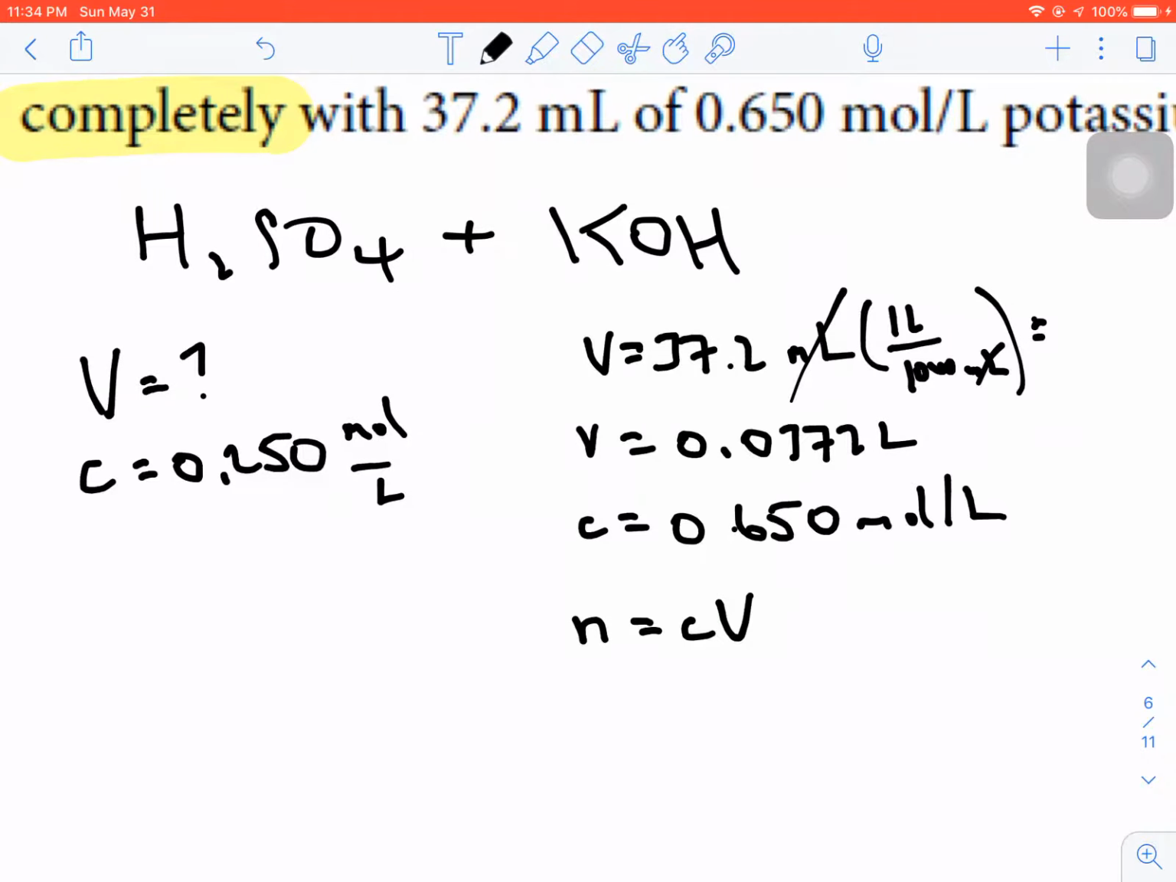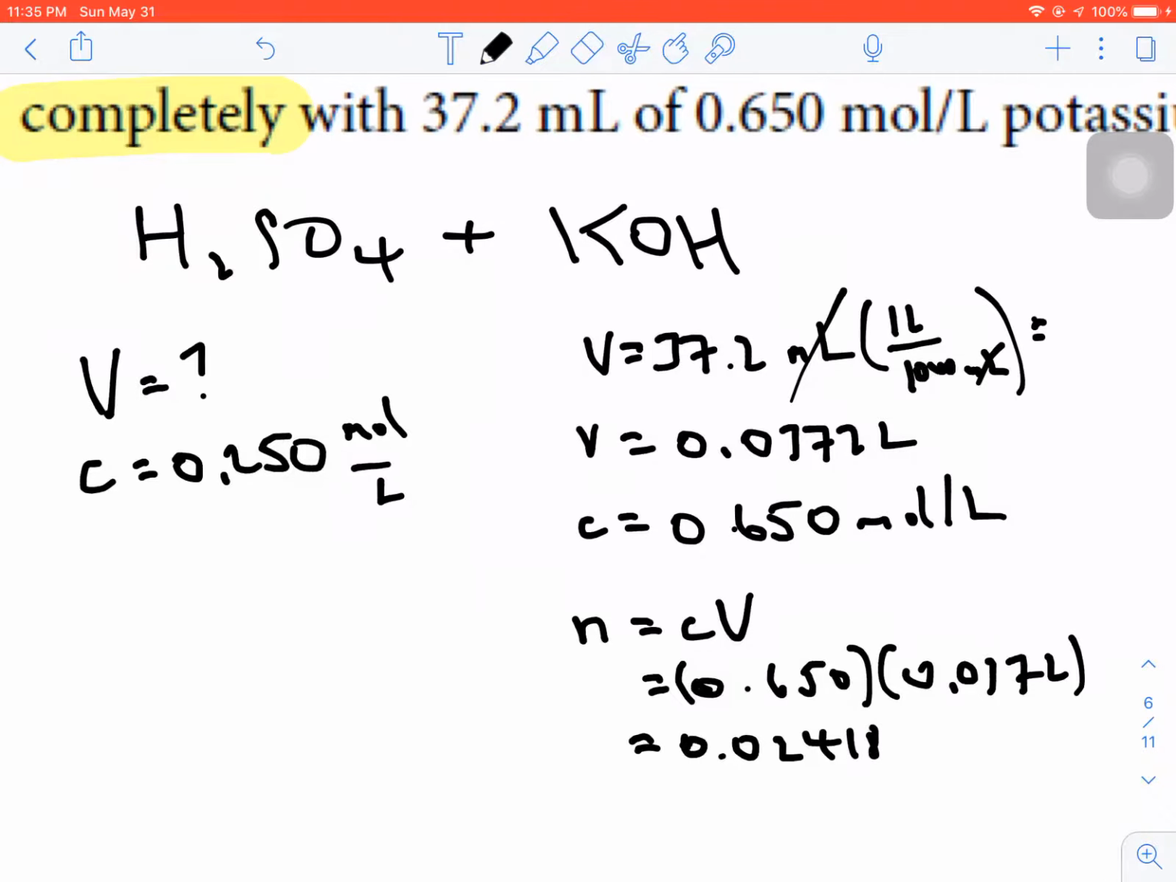I know the concentration, I know the volume, and I'm getting 0.650 concentration times my volume of 0.0372, and I'm getting 0.02418 moles. That's moles of KOH.